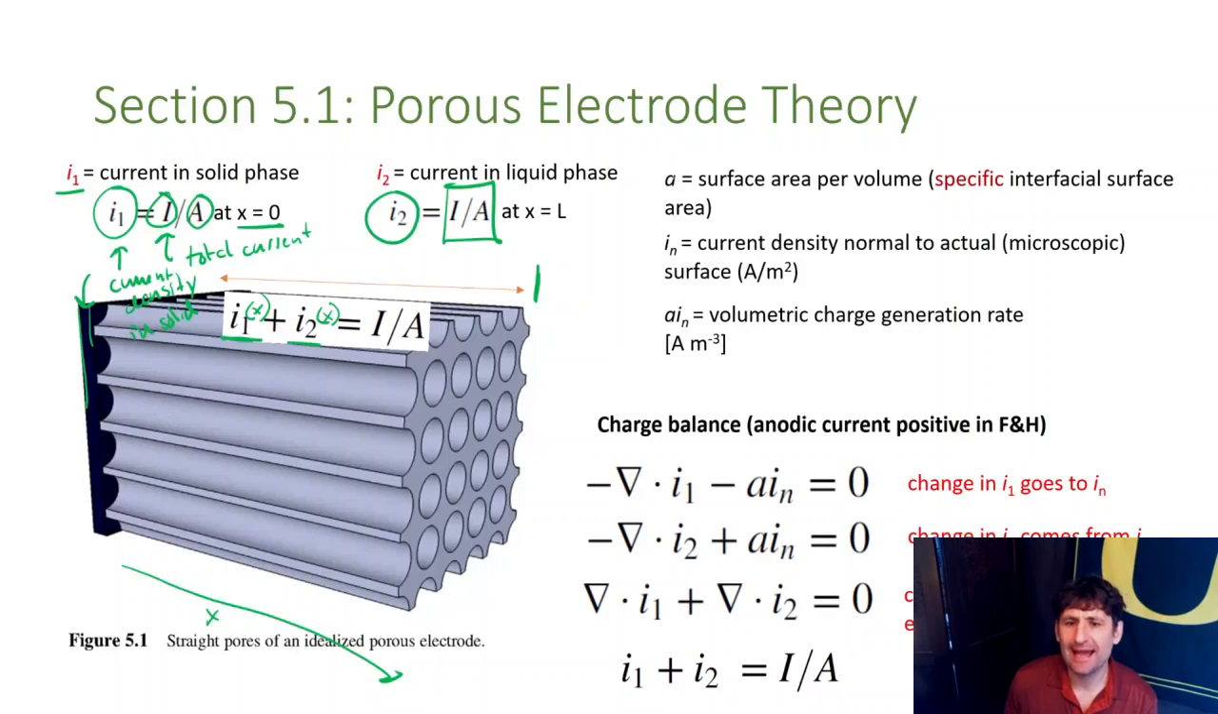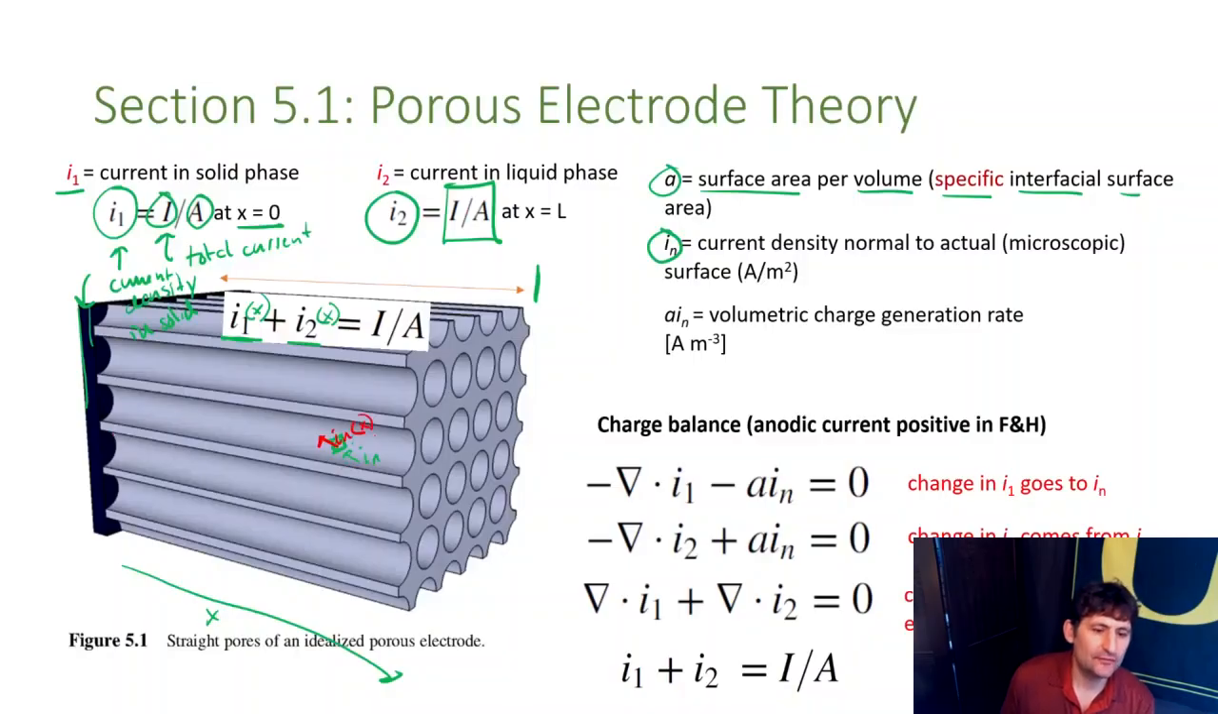Okay, so let's go back. A is the specific interfacial surface area. So it's the surface area per volume. And we'll use that and we'll see how to derive or estimate those values in a little bit. We're going to call IN the normal current density to the actual microscopic surface. So if I think of a little surface element anywhere on the inside of this pore, here's the sort of curved inside, IN is the current that's normal to that element. Okay, so IN is coming off that surface. And IN is going to be a function of x, the position x in the cell.